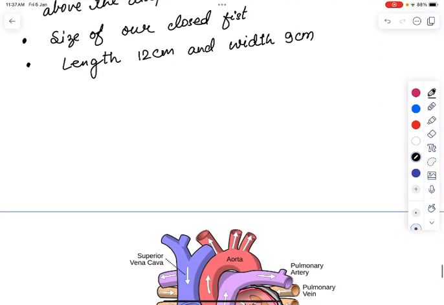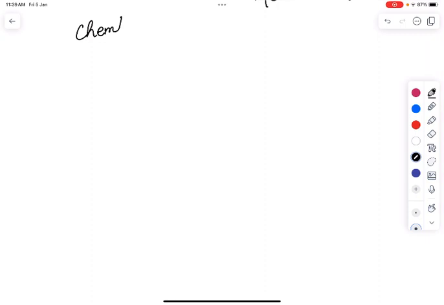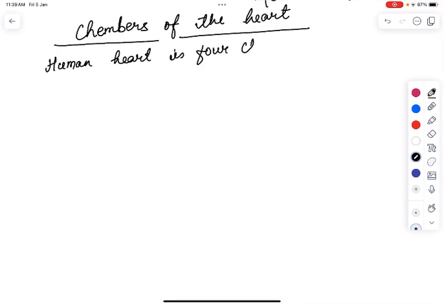Now we will see the chambers of the heart. Okay, before that we'll see this heart. Human heart is 4 chambered.